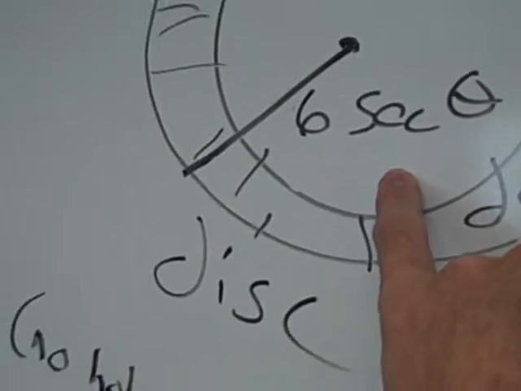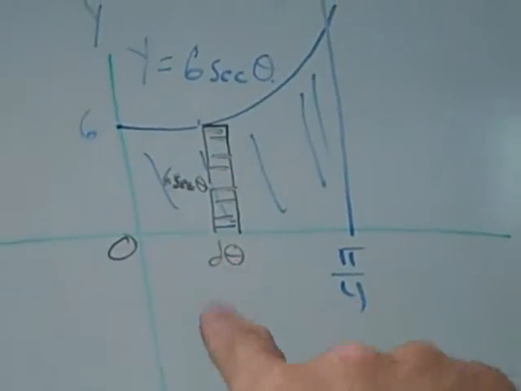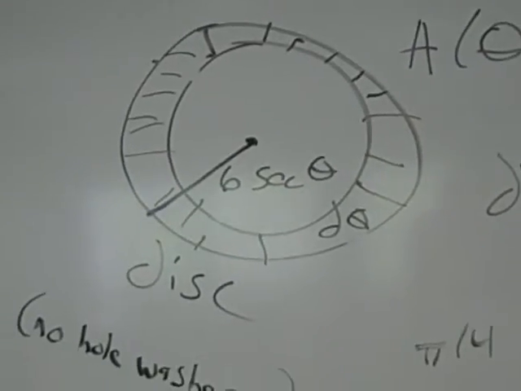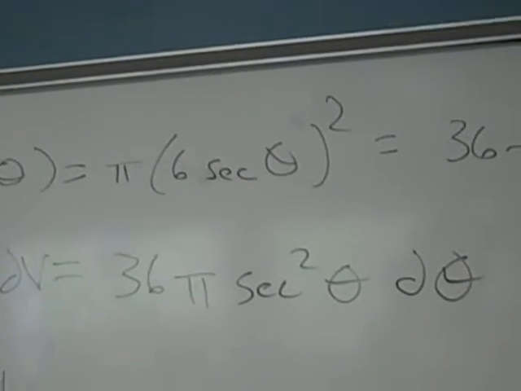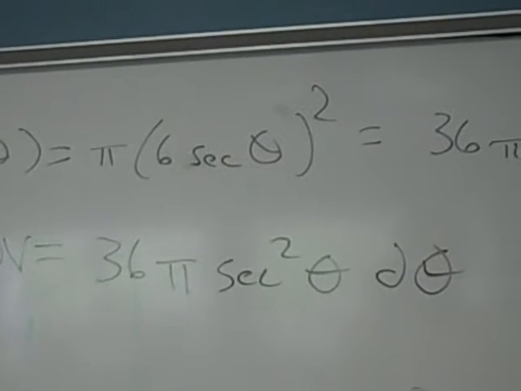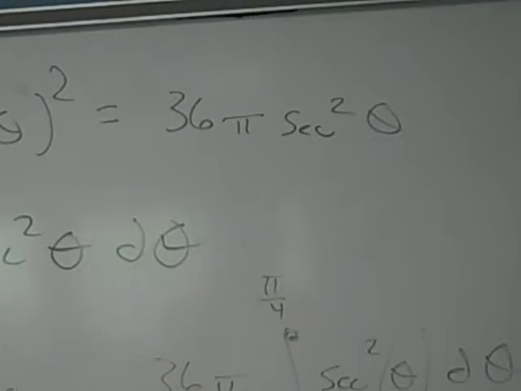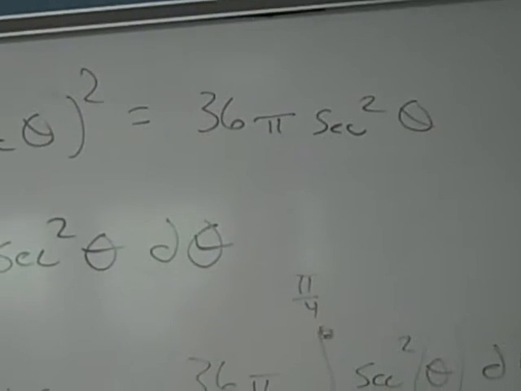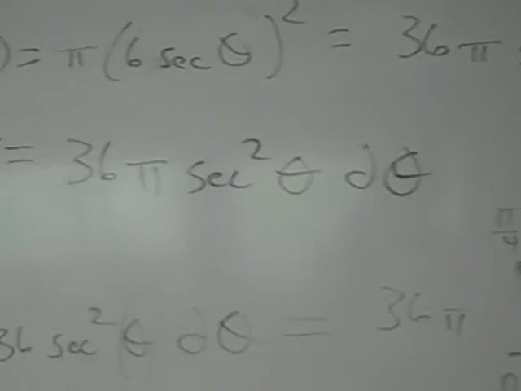It's 6 secant theta, and that follows from the fact that the rectangle had a height along y of 6 sec theta when we revolved it around. We create a diameter of 12 sec theta and a radius of 6 sec theta. Okay, and we do pi times the square of 6 sec theta to get the area of just a circular cross-section of the disk, which is very thin. Now, when we square 6 sec theta, we get 36 sec squared theta, and there's the pi that just tags along.